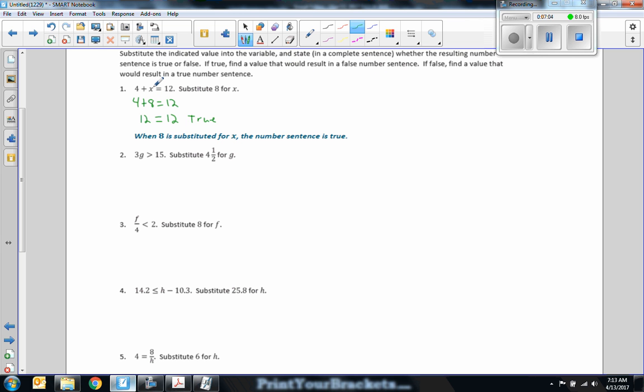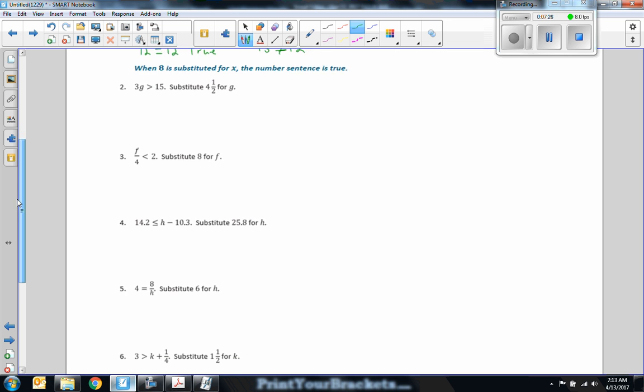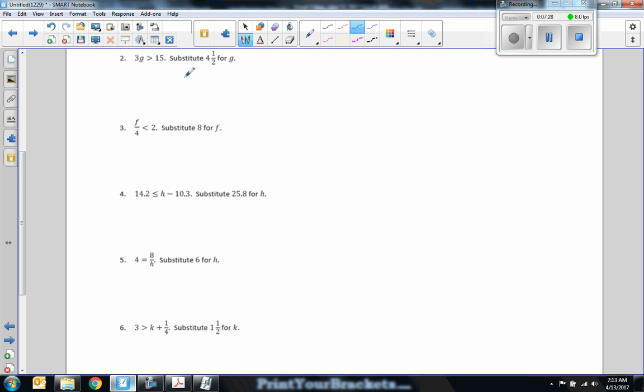Okay, well 8 is the only number that will make this true. So I am going to choose any number. This answers will vary. So if you had 4 plus 9 equals 12, 13 does not equal 12, that is false, and we always draw a line at an angle through an equal sign. That means 13 is not equal to 12. Okay, so continuing on to number 2.